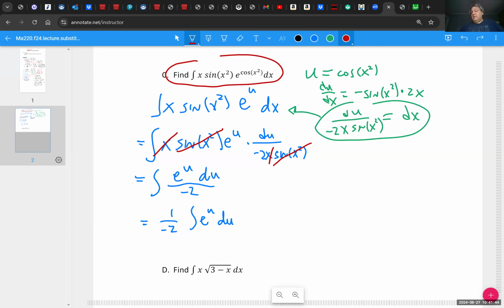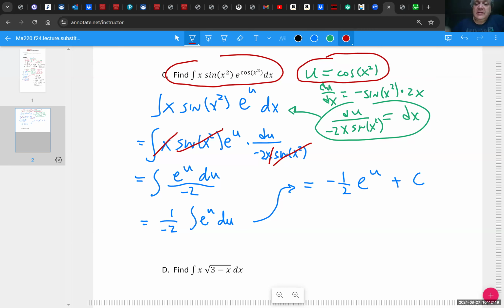e to the x is the only function whose derivative is itself. Okay, so this is going to equal -1/2 e to the u plus c. Once again, we need to have our answer in terms of the variables that are given in the problem. We can't just use some made-up variable that we invented to help us simplify this problem. So we are going to have to put it back in terms of x's, but that's easy because we invented what the relationship between u and x was. We said u is equal to cosine x squared.